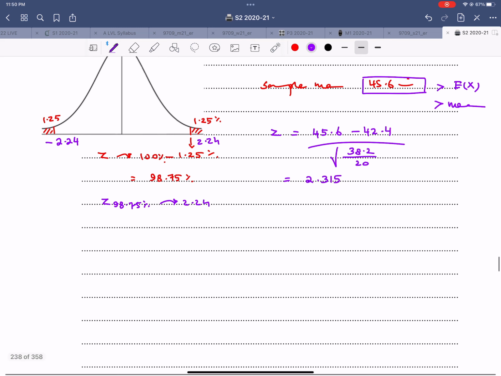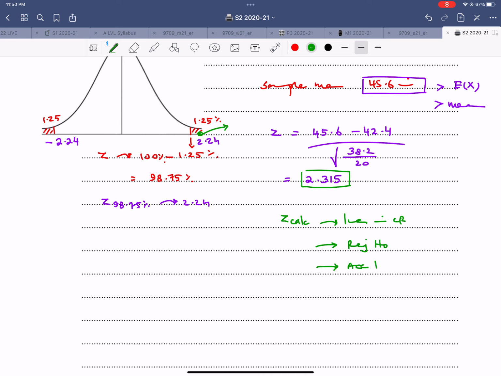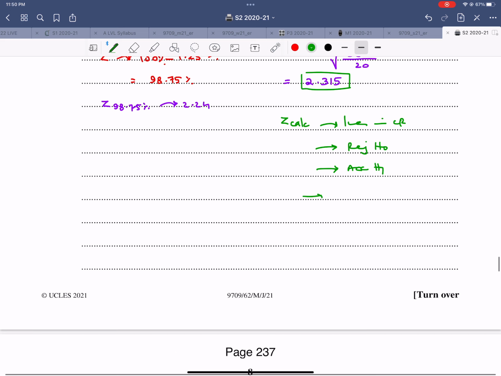Let me denote it with a green marker. Does this value lie in the critical region? The answer is yes. The Z calculated value lies in the critical region, therefore reject H0, therefore accept H1. Therefore, yes, we have sufficient evidence to accept the management's claim that the mean time has changed.